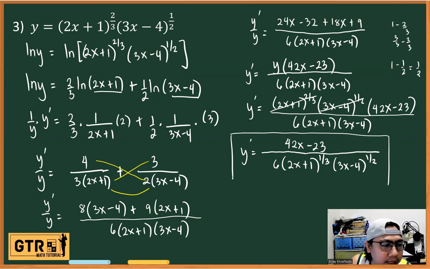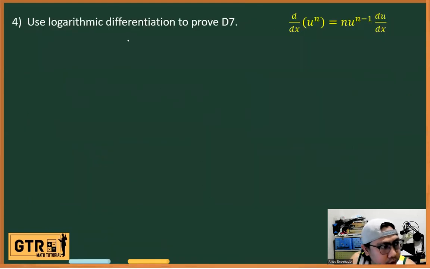Ayan. So kita nyo, mas madaling gamitin ang logarithmic differentiation kaysa sa product rule if the exponents are rational or if it contains radical. So we can use the shortcut, the logarithmic differentiation. So next, number 4. So use logarithmic differentiation to prove D7. So the D7 is a power rule, derivative of u to the n dx with respect to x equals n u to the n minus 1 times derivative of u with respect to x.